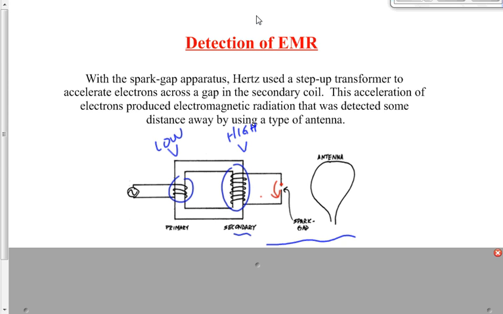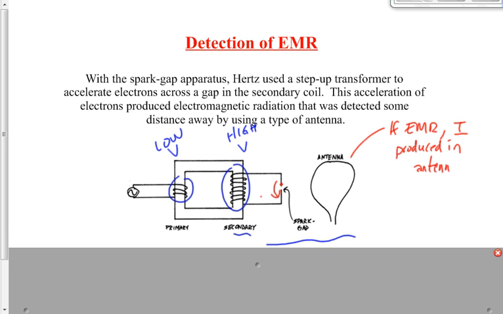How does it detect EMR? Well, what does EMR consist of? Changing electric and magnetic fields. The changing electric and magnetic fields produce a current. So if there's EMR present, you get an electric current produced in the antenna.